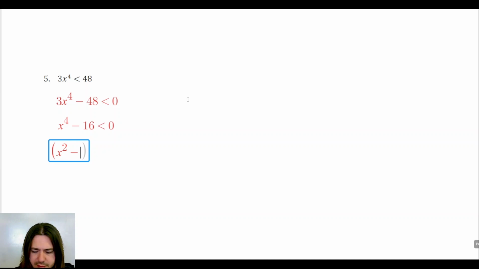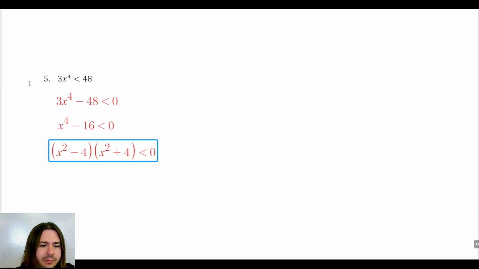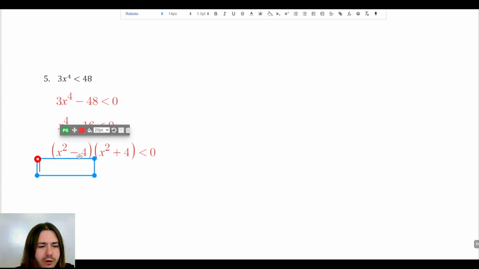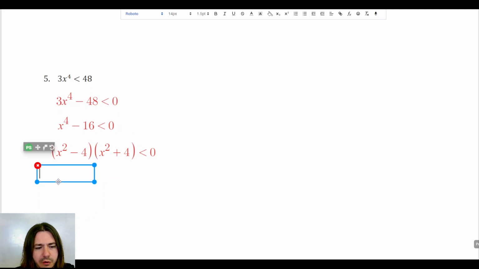minus 4 and x squared plus 4. I guess we don't really need to do that because we could just add 16 to both sides and take the 4th root, but this might make it go a little bit easier. So my roots here are going to be, if I add 4, that'll give me x squared equals 4. And if I take the square root of both sides, I'm going to get -2 and 2.